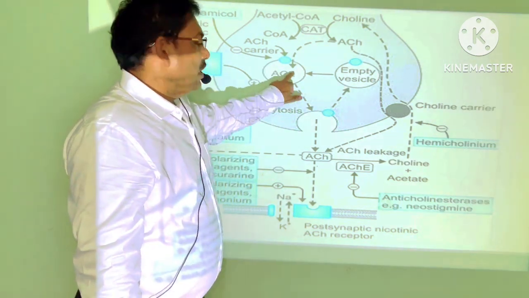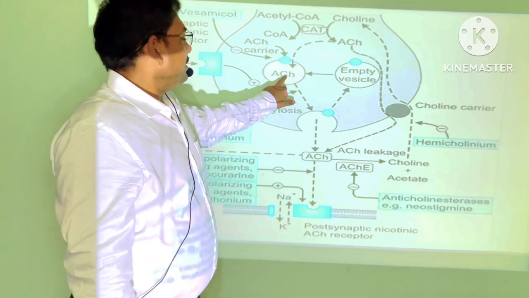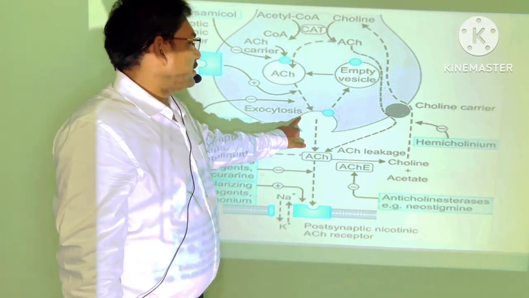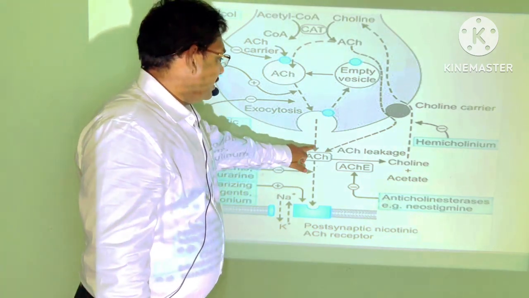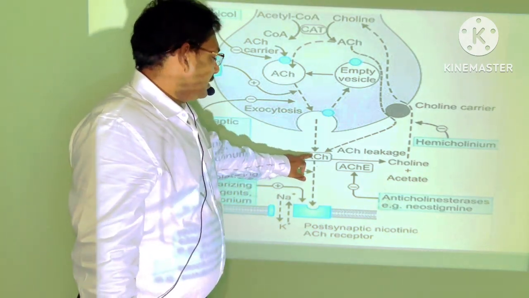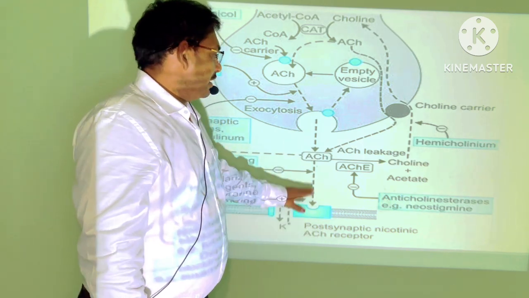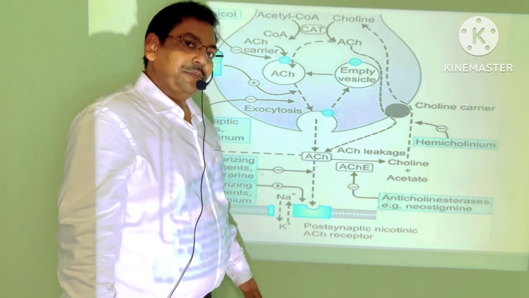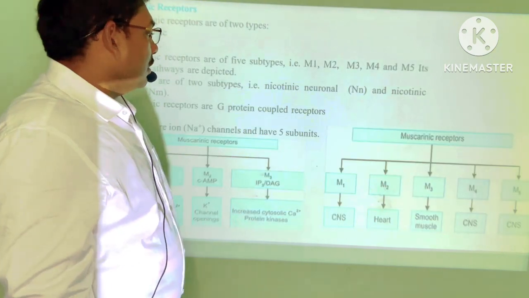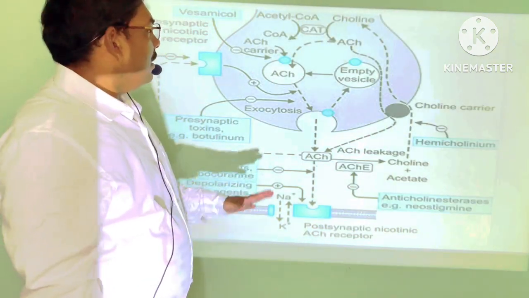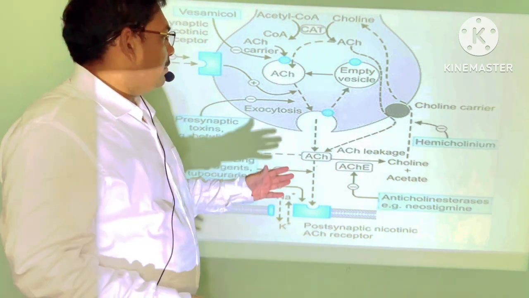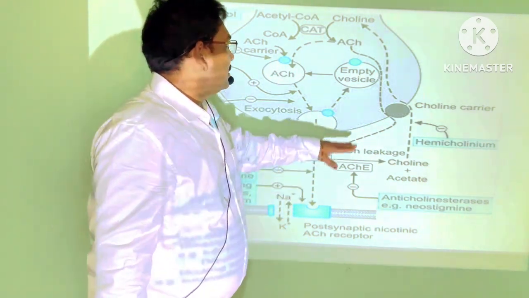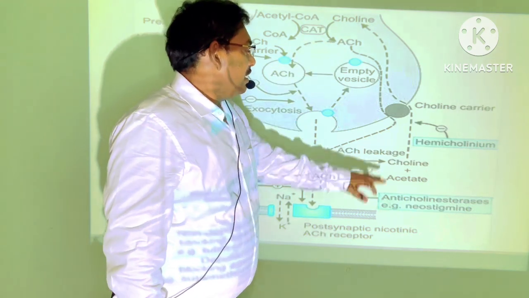Acetylcholine is stored in vesicles and released by the exocytosis process. It ultimately reaches the synaptic cleft and then binds to the postsynaptic receptor, and conduction of the neurotransmitter occurs. Okay.